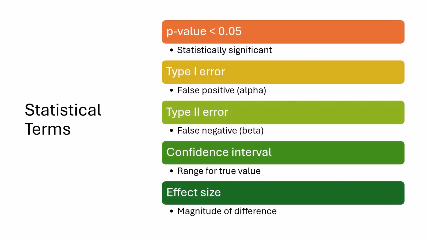Let's reinforce some high-yield statistical terms. A p-value less than 0.05 indicates statistical significance. Type 1 error, alpha, is a false positive, while type 2 error, beta, is a false negative. A confidence interval gives you a range where the true value likely lies, and effect size tells you the magnitude of the difference you found. These concepts come up frequently on the exam, especially p-values and the types of errors. Don't just memorize them, understand how they relate to each other in research.